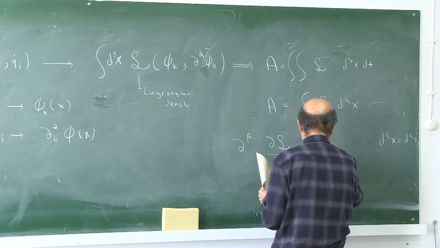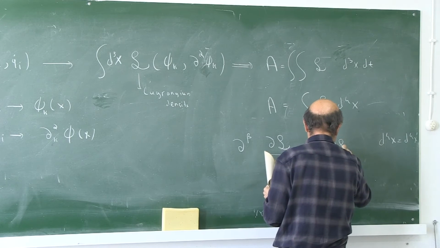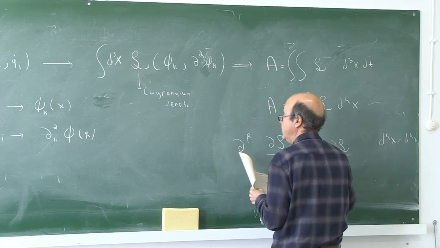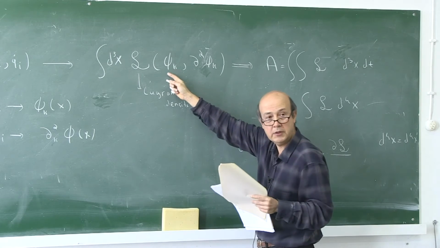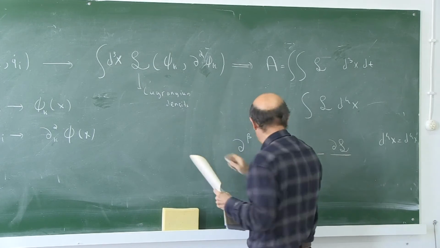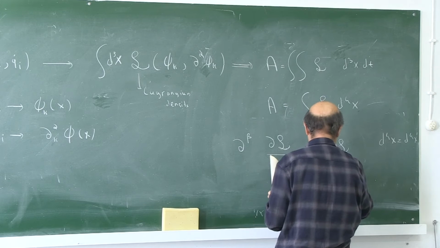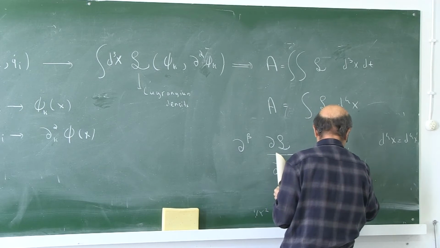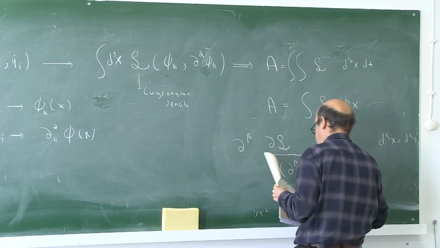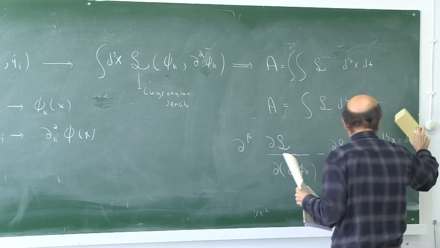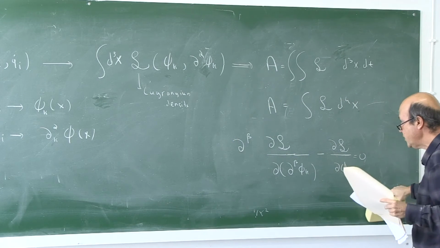Minus del Lagrangian density over del the coordinates, fields, okay? So del phi k have to be equal to 0. So this is the Euler-Lagrange equation.